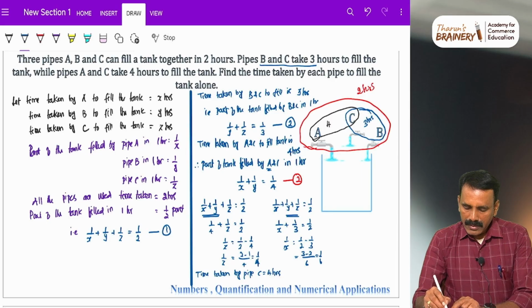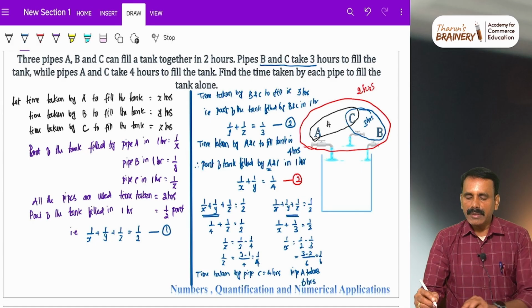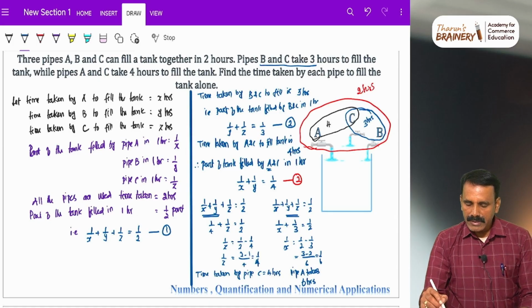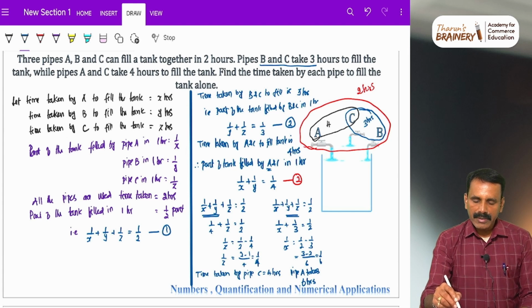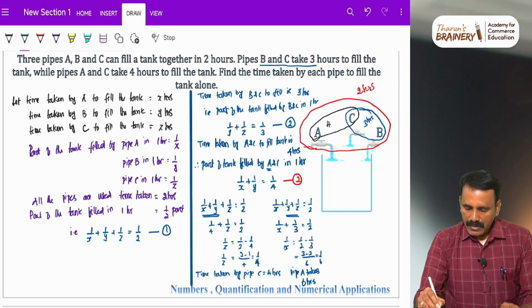Okay. So, pipe A takes 6 hours to fill the tank alone. Now, we can substitute this 1/x in any one of the equations, or substitute the 1/z value, which is 1/4, here to get the value for 1/y. We substitute in 1/x + 1/y = 1/4. 1/x is 1/6.